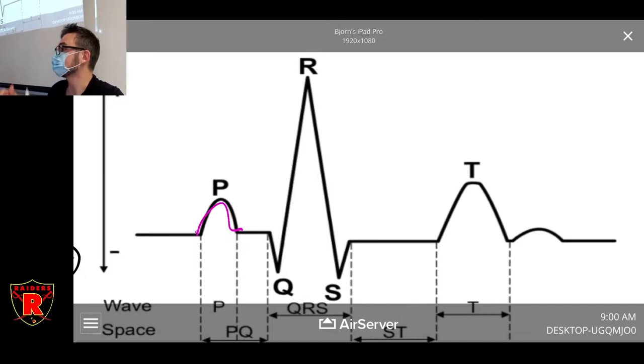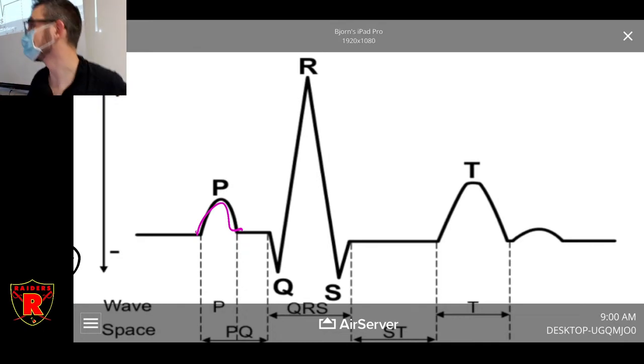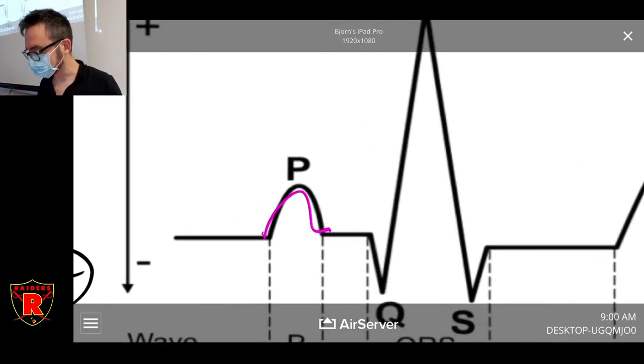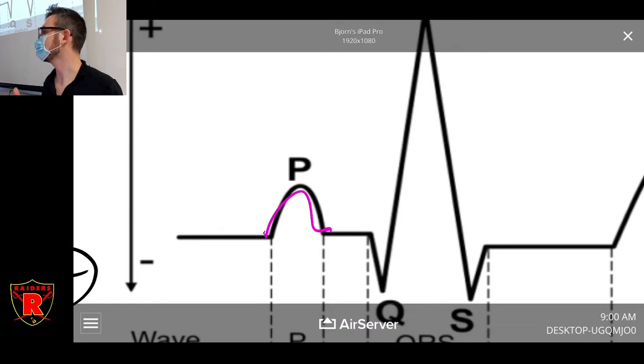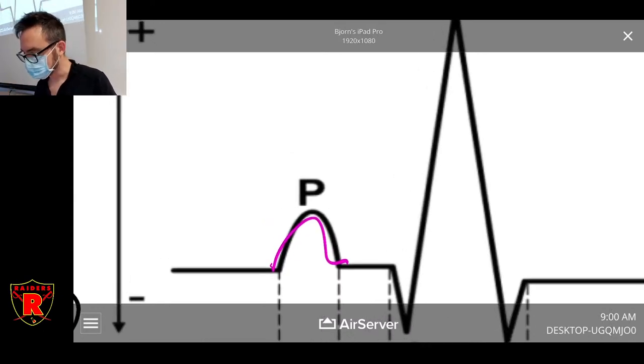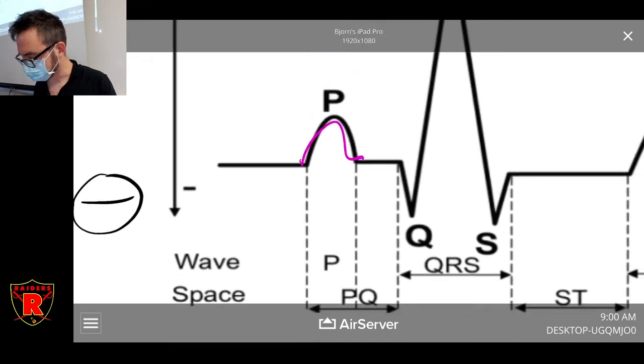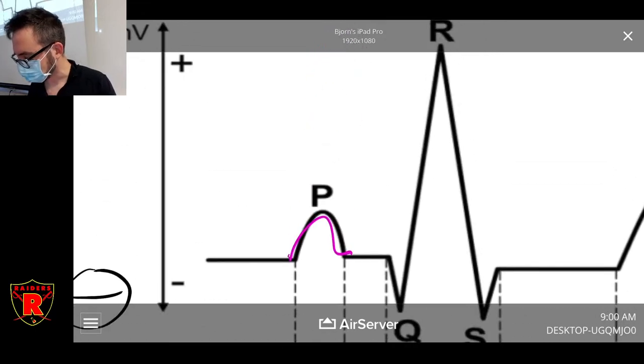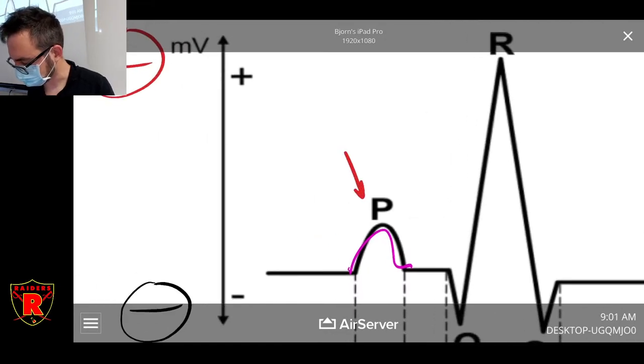The SA node, which initiates the contraction of the two little guys on top. I don't remember the name. It's okay, atriums. Atria, right? So this is the atrial contraction here. Both atriums are contracting more or less at the same time. So the P wave, it's called the P wave, is atrial contraction. So P is atrial contraction.